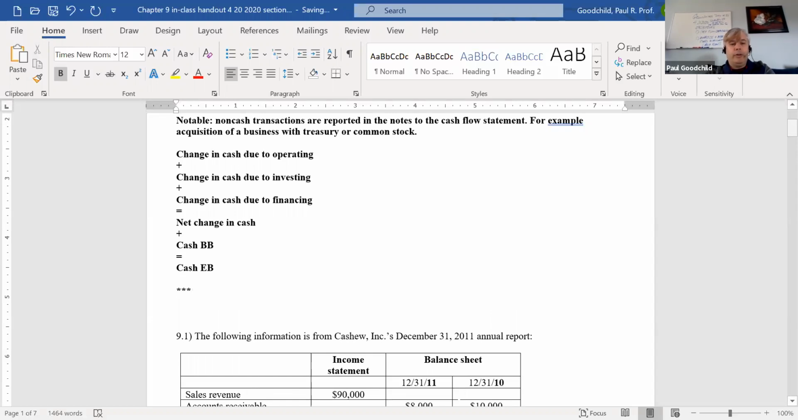Okay, a couple notes here. Net change in cash can be negative as long as the company has cash reserves or a line of credit available.